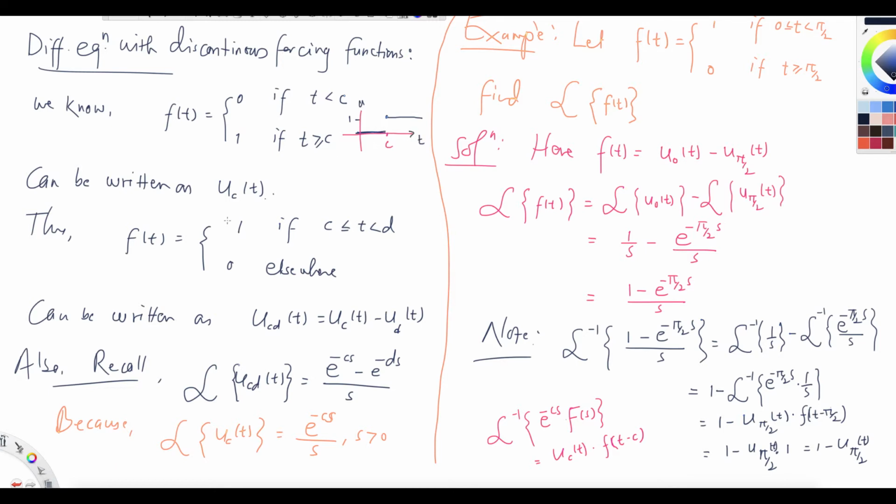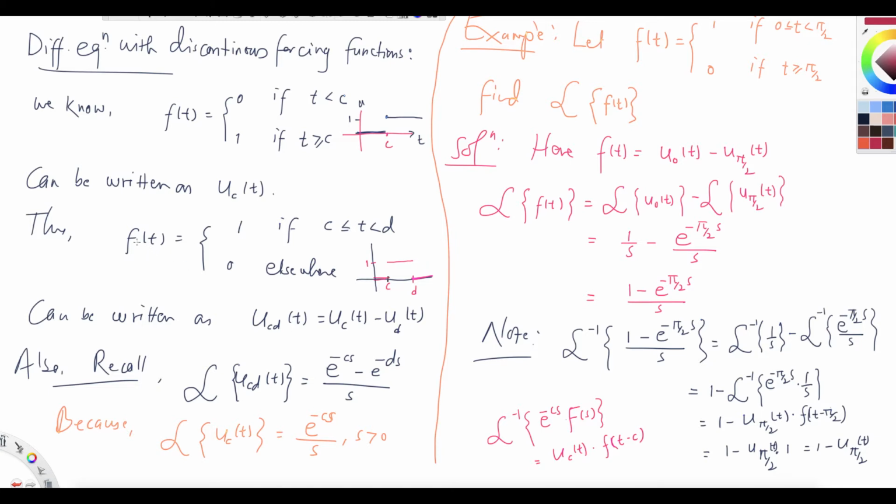Now, if you have a function that is 1 between c and d and then 0 elsewhere, what does that mean? Suppose there is c here and there is d here. If it is 1 between c and d and 0 everywhere else, what can you write? u sub c means it is 1 after c. If you write u sub d, it is 1 after d. But if you do u_c minus u_d, then you will get 1 between c and d and 0 elsewhere.